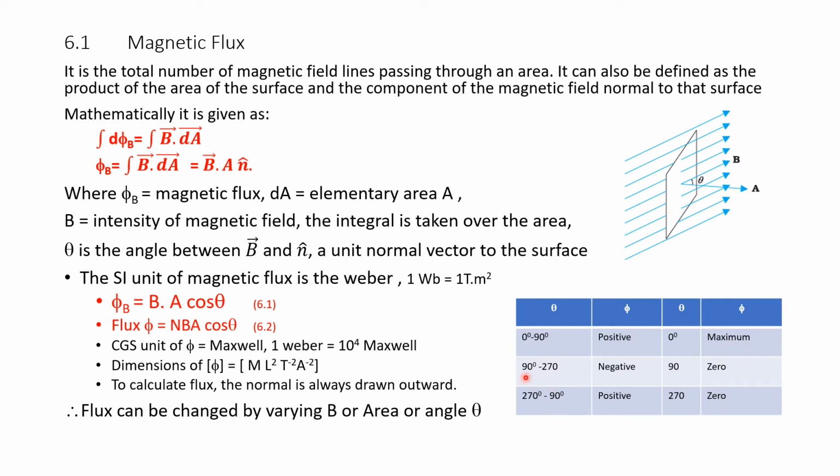For values of theta between 90 degrees and 270 degrees, phi is negative. That is, beyond 90 degrees, it is 90 up to 270 degrees. When theta is 90, the value is 0. Between 270 and 90, again, phi is positive. At 270, it is 0. That is, at 90 and 270, the value of magnetic flux is 0.